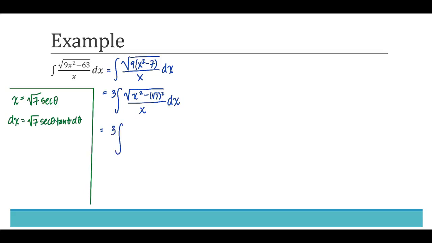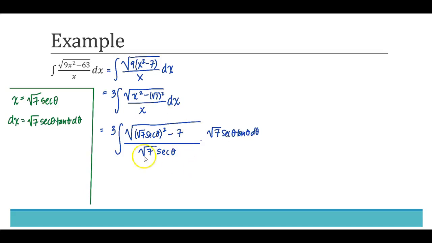So I have 3, the integral of the square root of x squared, so that was radical 7 secant theta squared, minus, let's just go ahead and leave that as 7, and then over x, well, x was radical 7 secant theta, and then dx is radical 7 secant theta tangent theta d theta. So we're going to have some nice things happen, and hopefully you start to recognize that there are some nice things that are going to cancel out, and we're going to be able to use these Pythagorean identities.